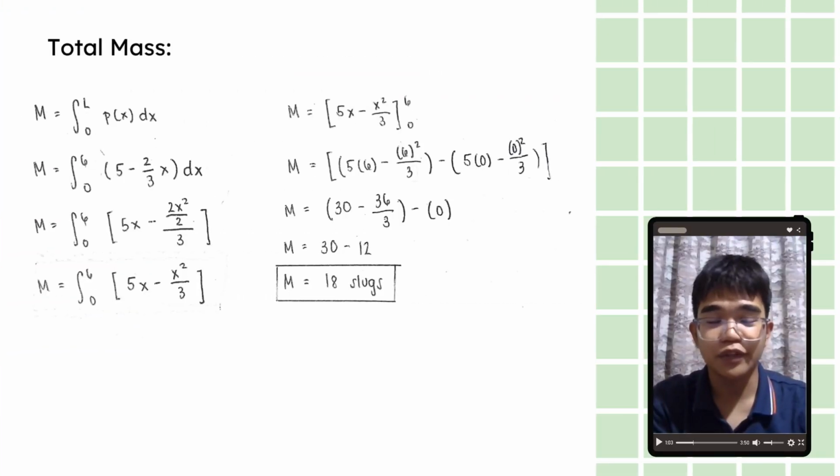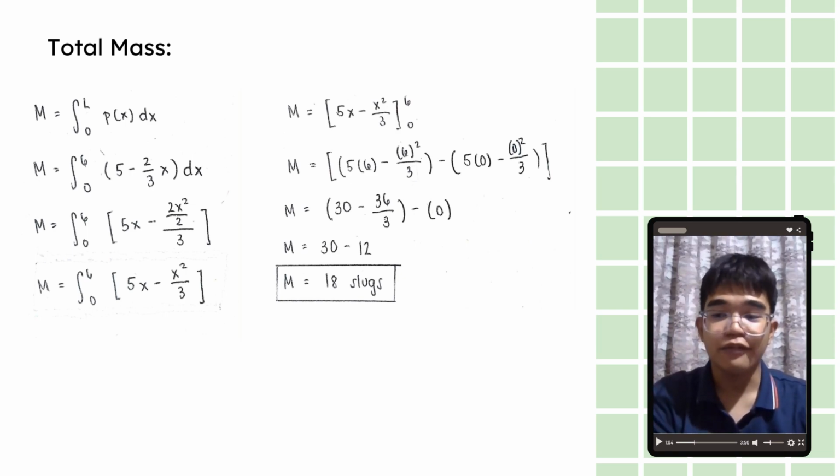We can now solve for the total mass. M equals the integral from 0 to L of p of x dx. Since we now know our p of x and the interval is 0 to 6, M is equal to the integral from 0 to 6 of 5 minus 2 over 3 x dx. We calculate its antiderivative using the constant rule and power rule. We have 5x minus 2x squared over 2 divided by 3. We can simplify it. Now we have 5x minus x squared over 3.